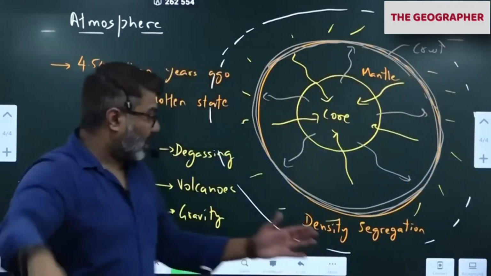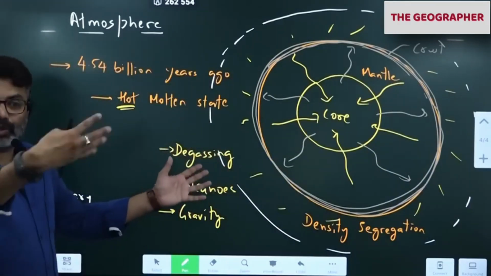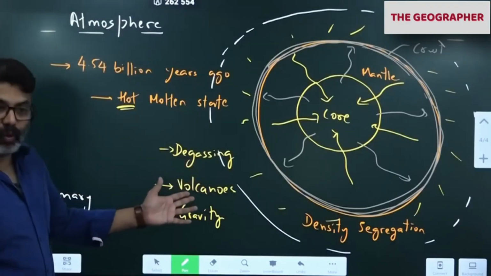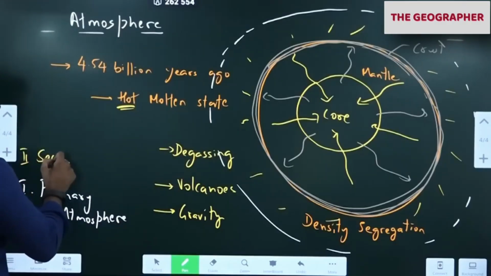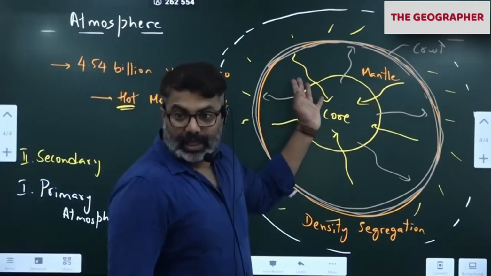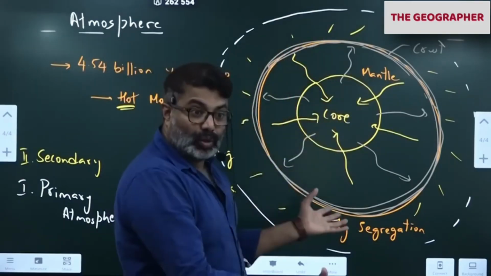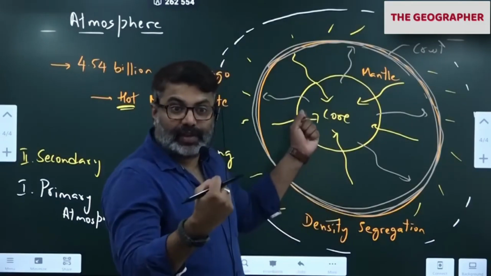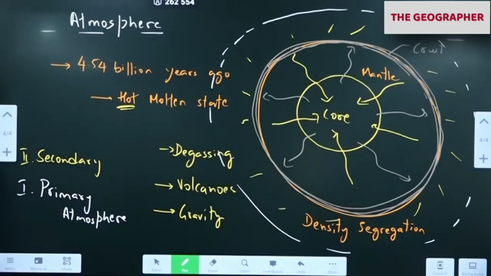Then slowly the process continued. The volcanoes and degassing released more and more gases. In the volcanic process, dust, ash and water vapor were released. All that again encircled the Earth, forming our secondary atmosphere. What we have now is the secondary atmosphere. The primary atmosphere was lost because the initial Earth didn't have sufficient gravity, as it was still cooling. Now the outer layers have completely cooled, and as a result we have very high gravity now, which can hold the atmosphere.